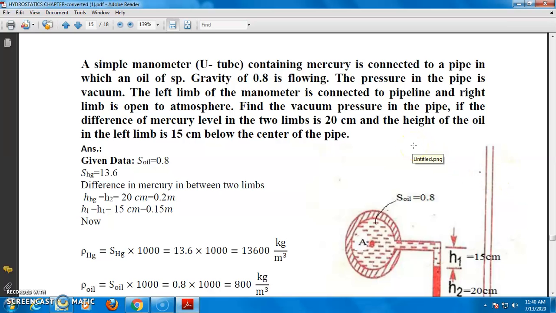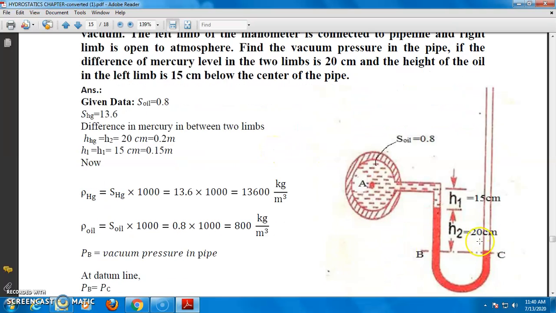And the question says, if the difference of mercury level in the two limbs is 20 centimeter. Here you observe this H2 is the difference of mercury level in the two limbs. Okay, here also you observe this is the mercury difference H2, that is 20 centimeter.